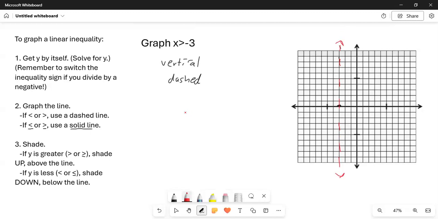And let's talk about shading, because everything else we've had a y by itself, but this one we have an x by itself. Well, the difference is we don't have an above and below. If y is by itself, we always will have an up and a down to shade, but if it's already a vertical line, there's nothing above a vertical line or below a vertical line. So in this case, and in only this case, x is greater than -3. Well, are these numbers greater than -3, or are those numbers greater than -3? The ones on the right are greater than -3.